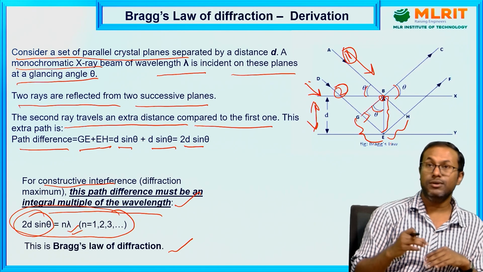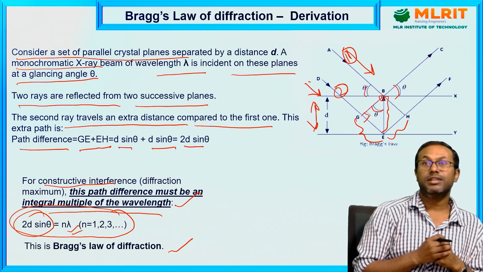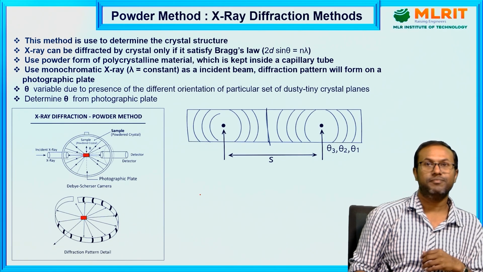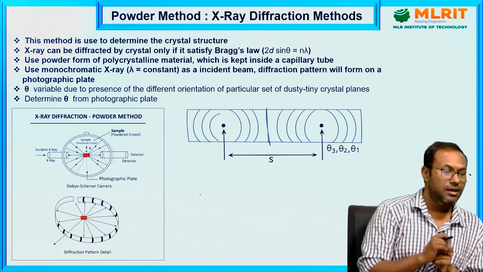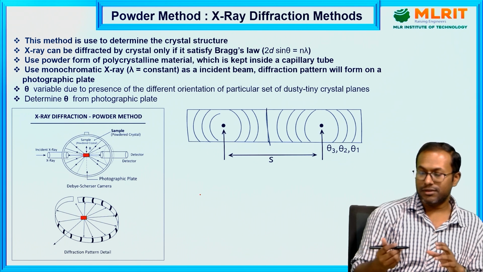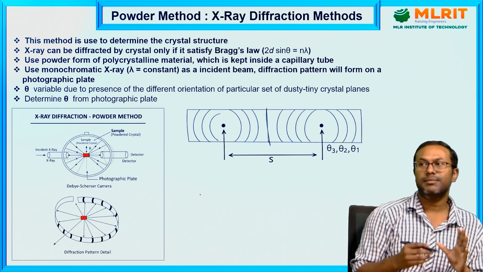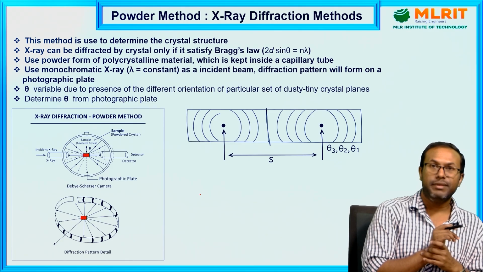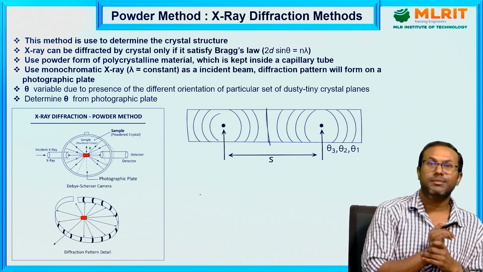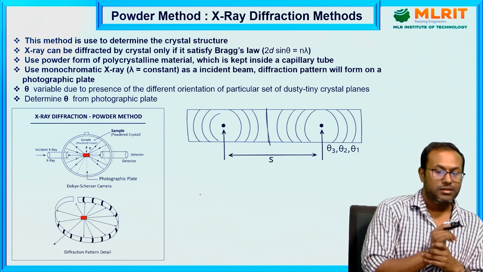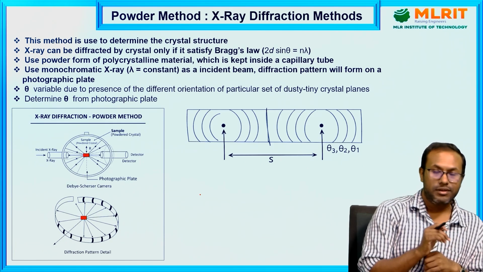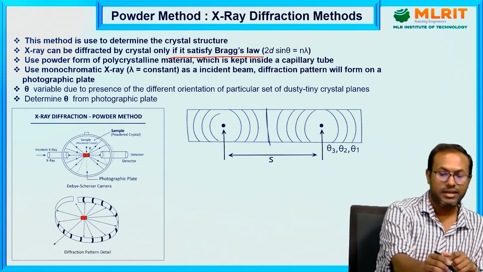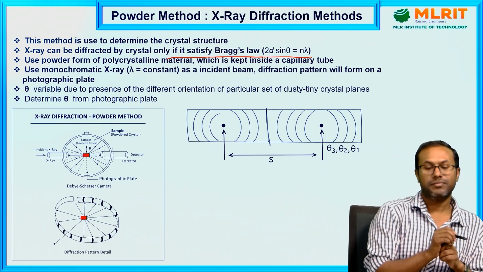Now we use this Bragg's law of diffraction to determine crystal structures using several methods. One of the methods is the powder method. What is the powder method? Before going to that, what is the purpose of these things? Basically we determine the crystal structure of a material. Now how can you determine the crystal structure? For that, the first condition is that it must satisfy Bragg's law of diffraction. So what is that condition? 2D sin theta equals n lambda.